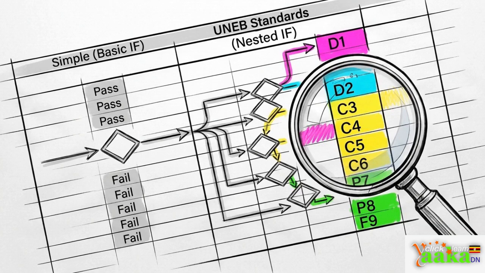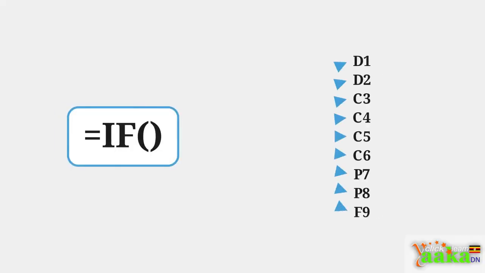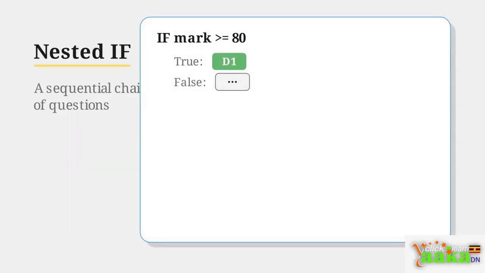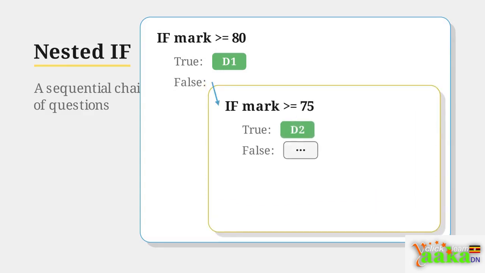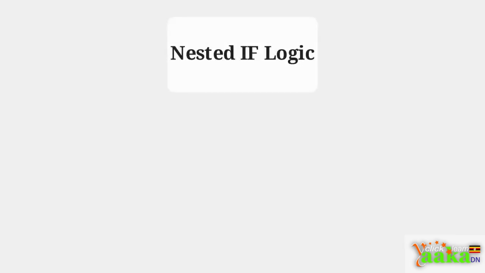But a simple pass or fail doesn't reflect real-world UNEB standards. A teacher has to assign specific grades from D1 all the way down to F9. A single IF function cannot handle 9 different choices. To fix this, we use a nested IF. This means we place an IF function inside another IF function to create a sequential chain of questions. Here is how the logic flows.